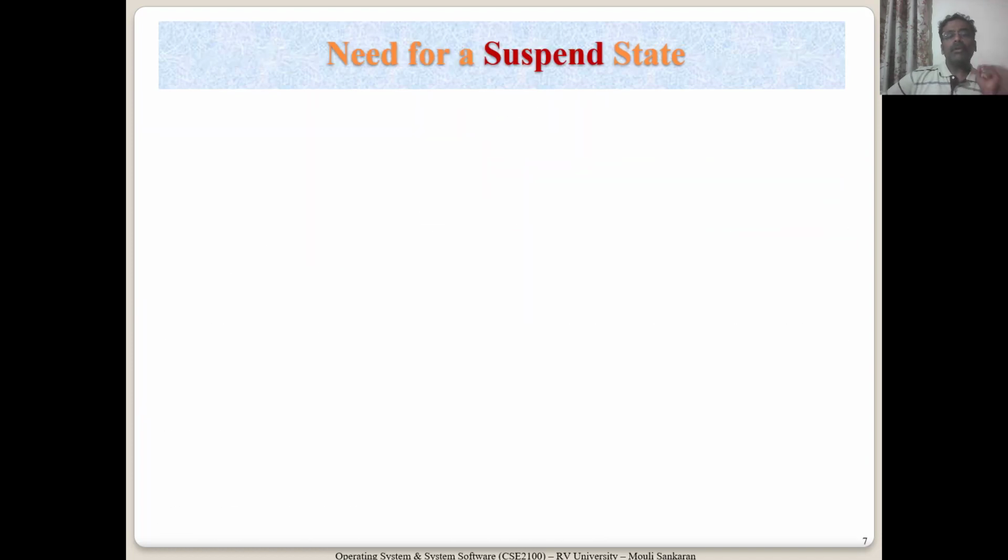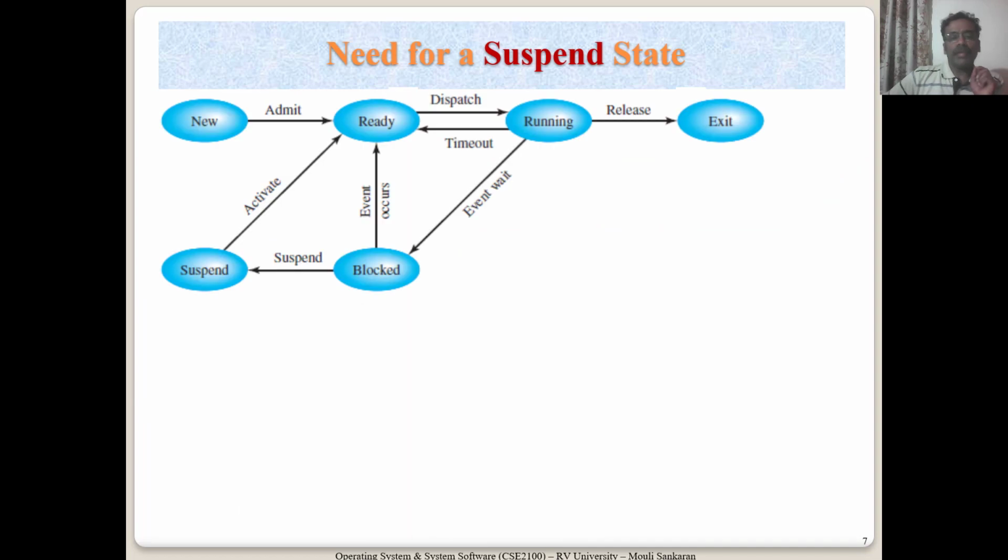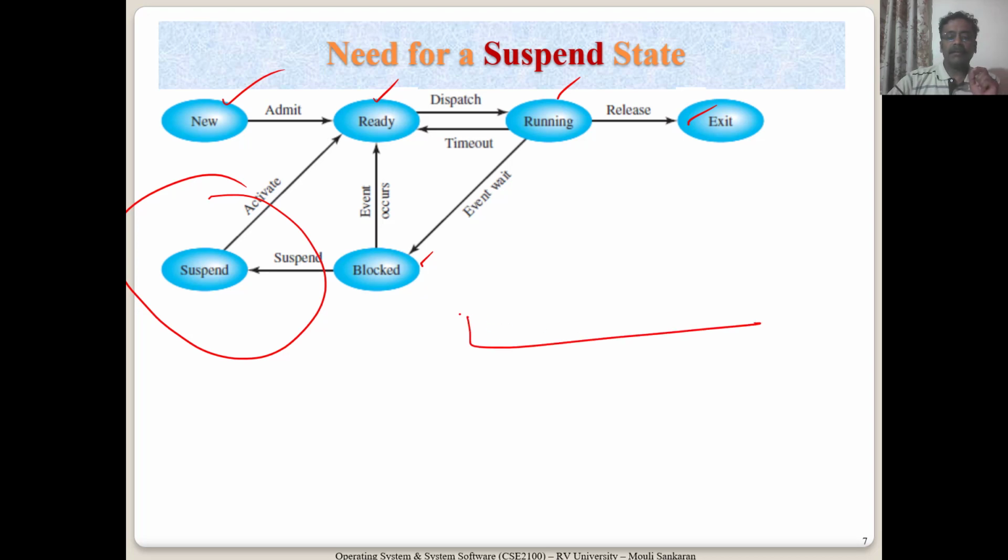So now I'm going to bring in a new state, which is the suspend state. You are aware of all these other states; only this one is new. Why is there a need for a state like suspend? Let me give some background. I told you the OS is here and different processes are occupying different space.